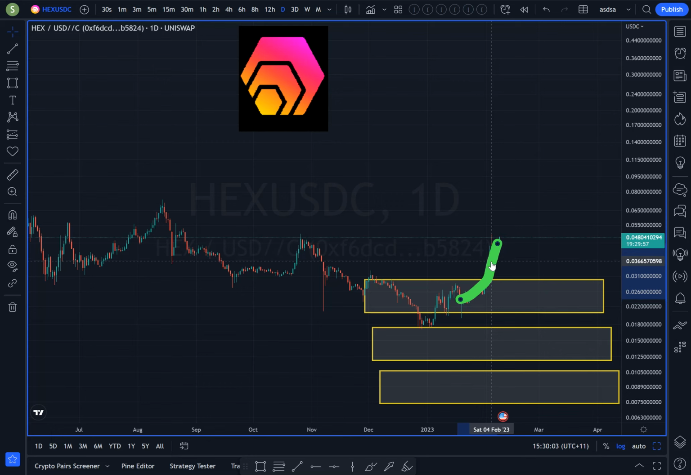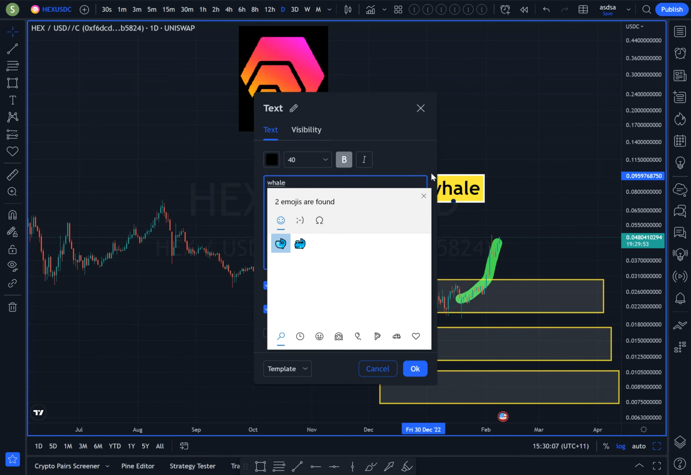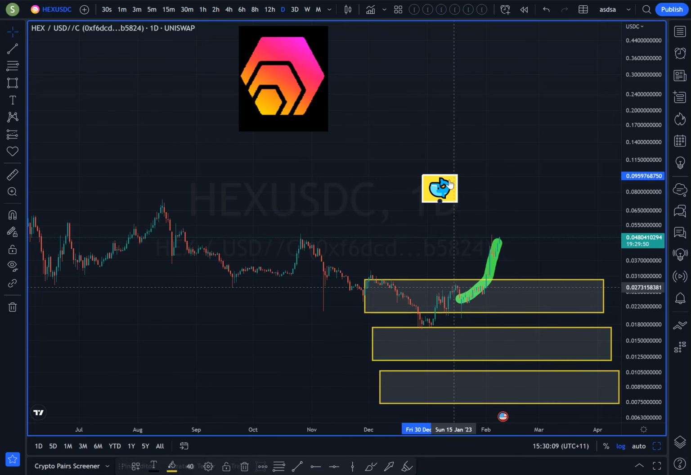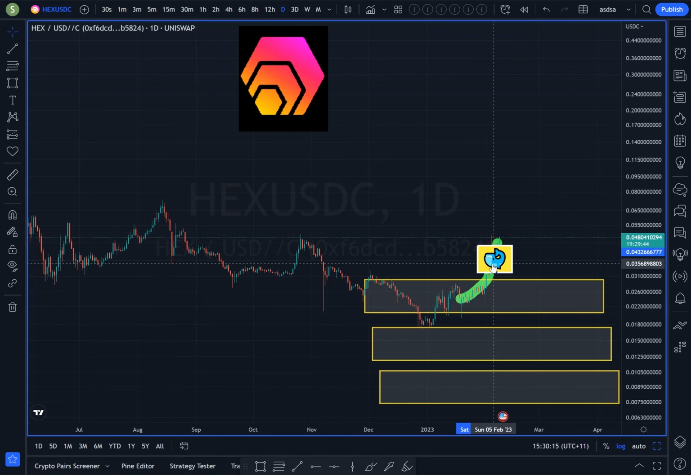But now, look at this green. Mr. Whale here has swept it up. And yes, there will be a whale emoji, okay? Look at this whale. He's got his teeth out. He's flexing.